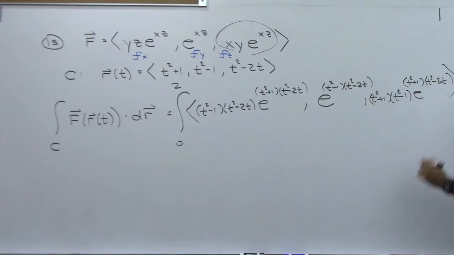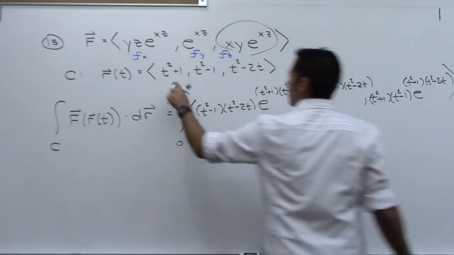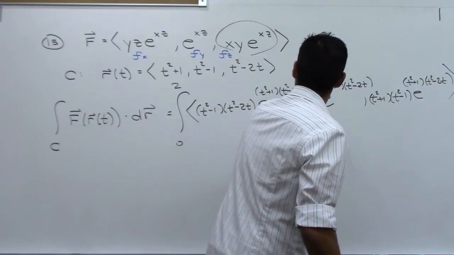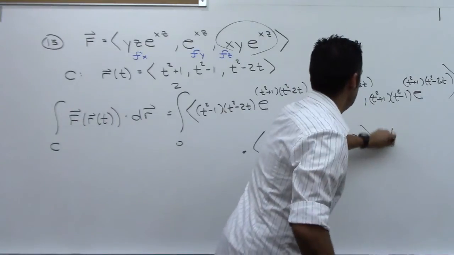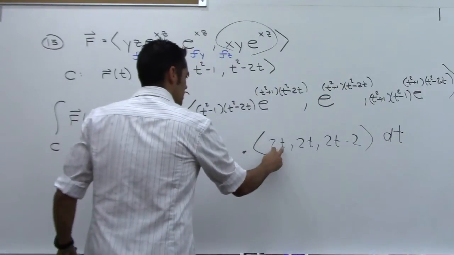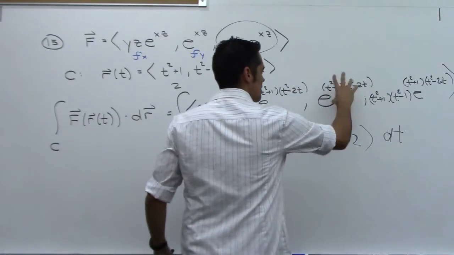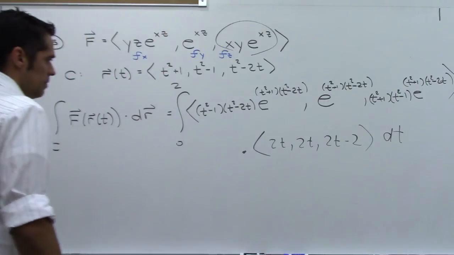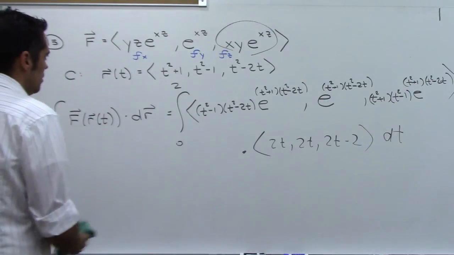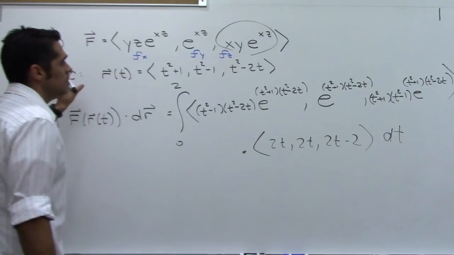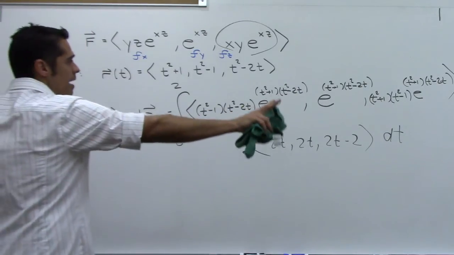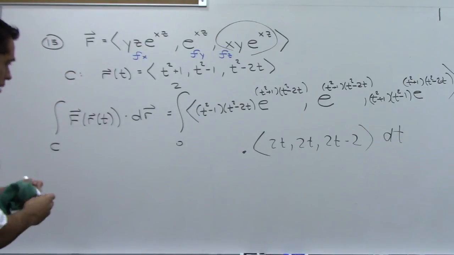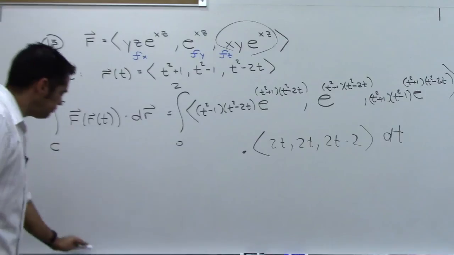I'm probably off the camera. It's okay. I'm going to take that vector and dot that vector with the derivative of this, which would be 2t, 2t, 2t minus 2 dt. And then when you dot, imagine taking 2t times that plus 2t times that, plus this times that, putting them all together and integrating. That would be a disaster. So by getting the potential function, we're able to get around all of that work. We just had to be able to show that it was a conservative vector field. So that's it.